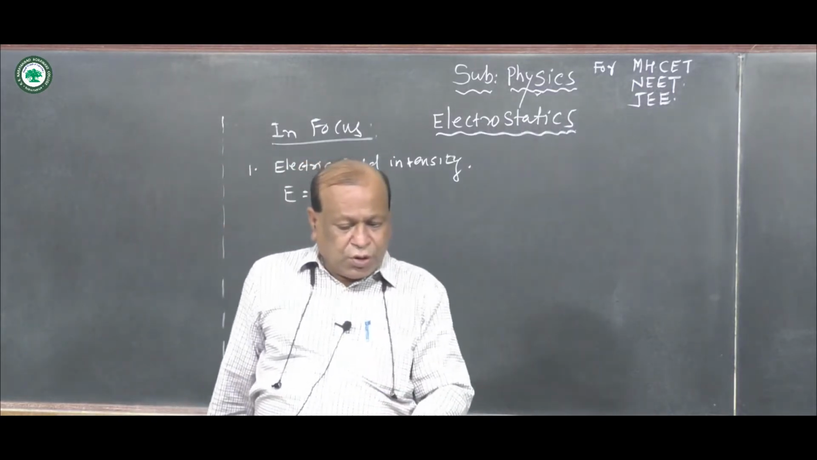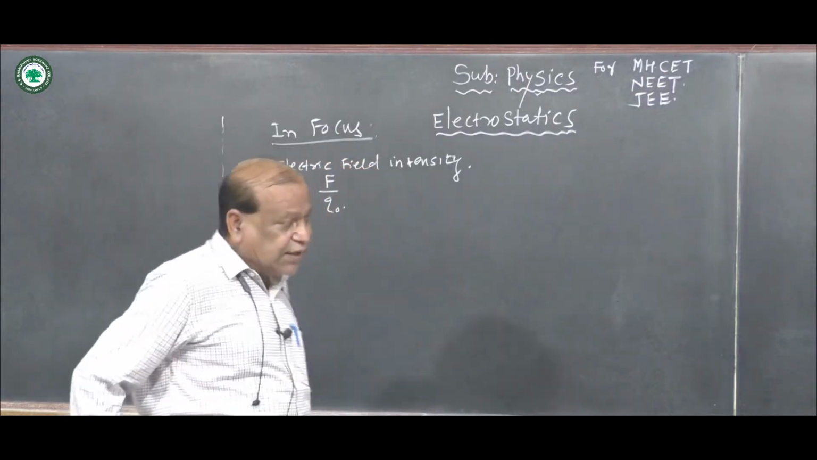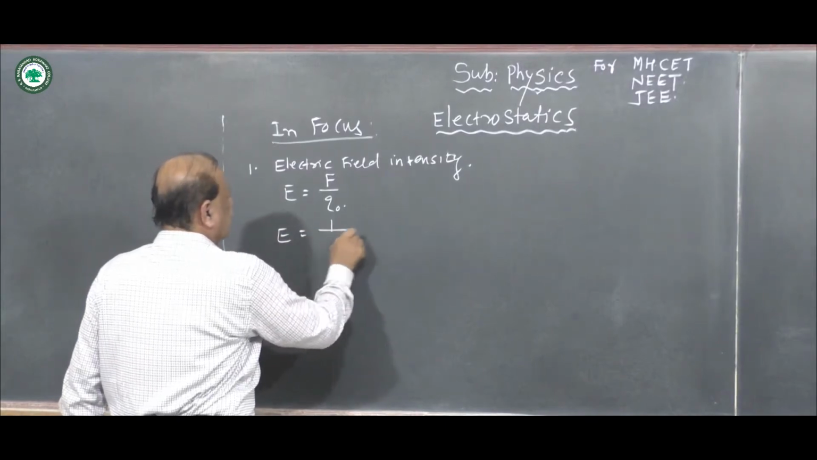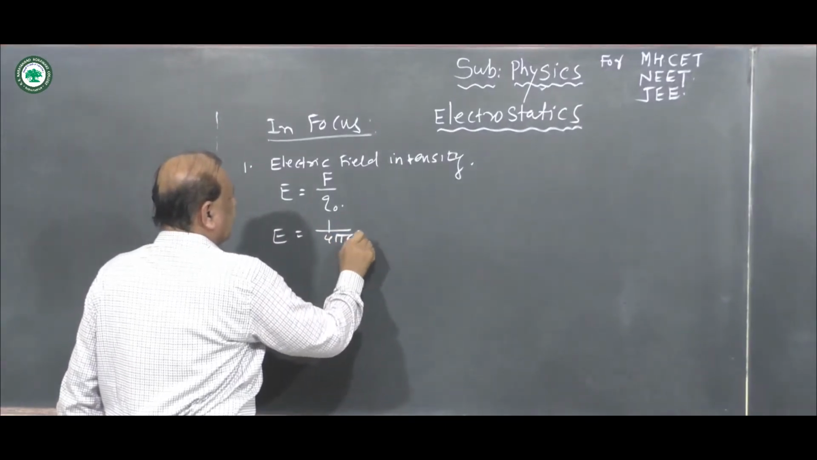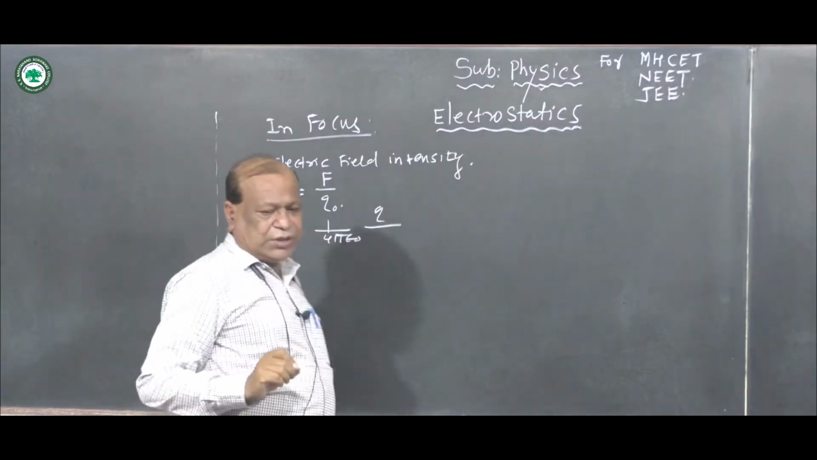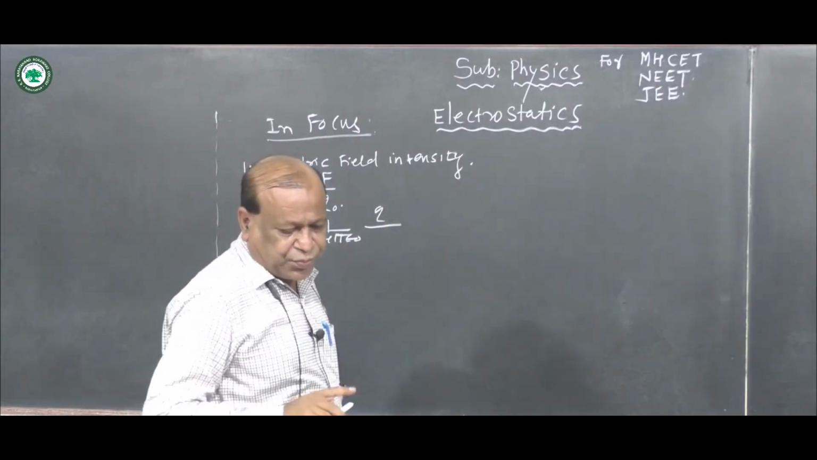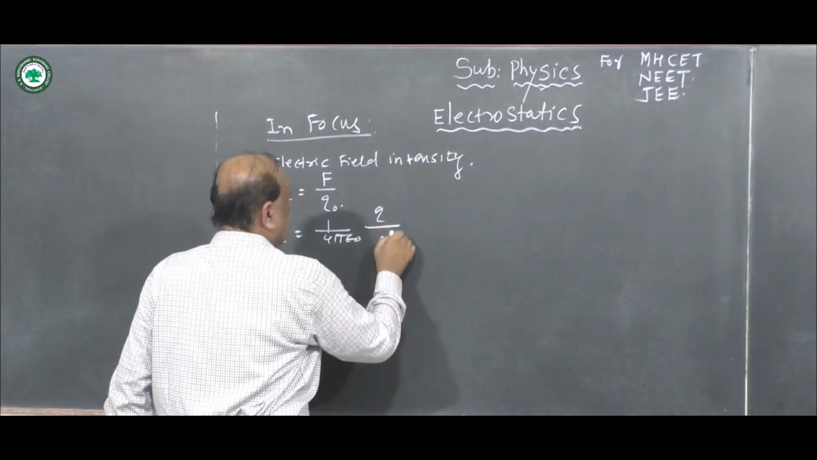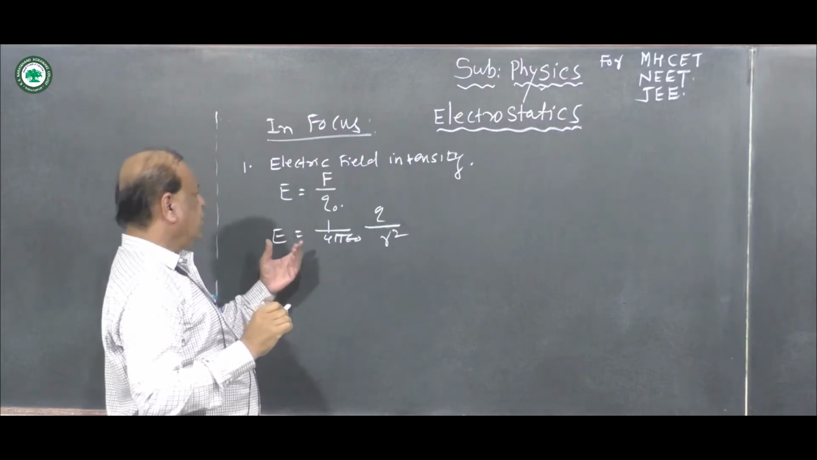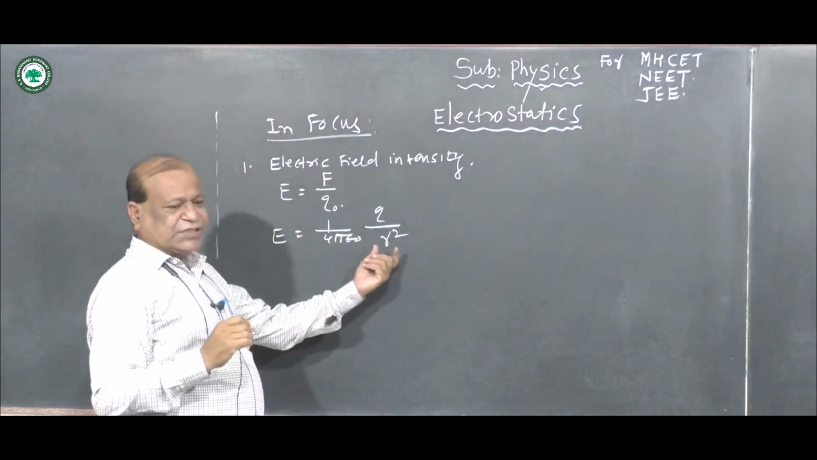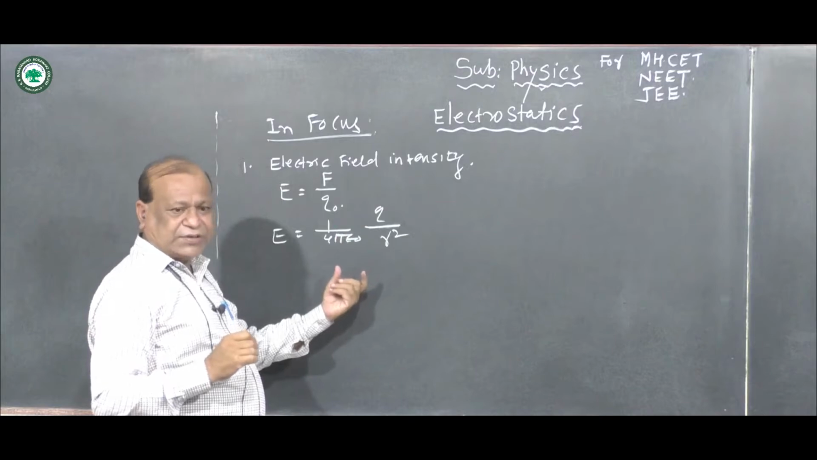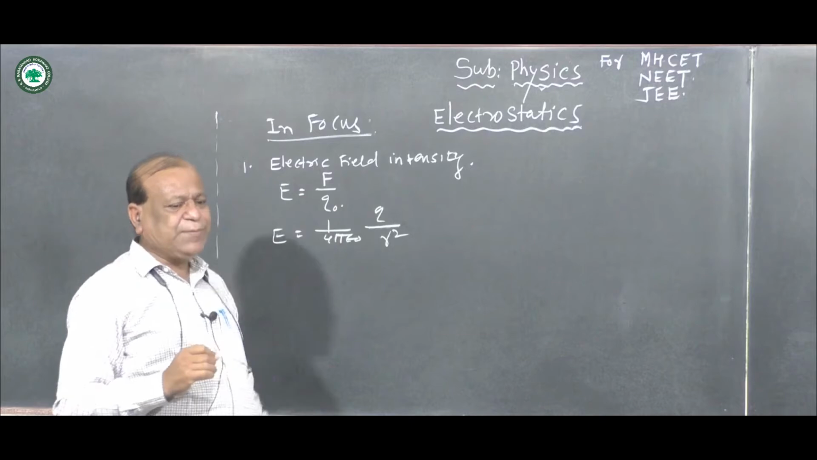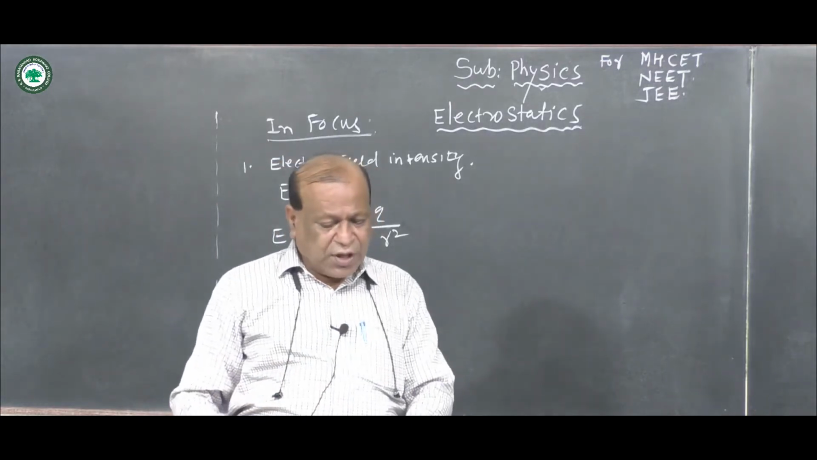Also, we find that electric field intensity E is equal to 1 upon 4 pi epsilon 0, Q divided by r square in magnitude. That is the electric field at a distance r from a point charge. Already we obtained this expression for electric field intensity at a point.